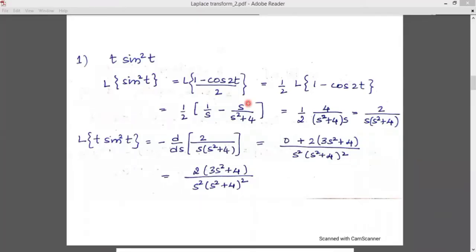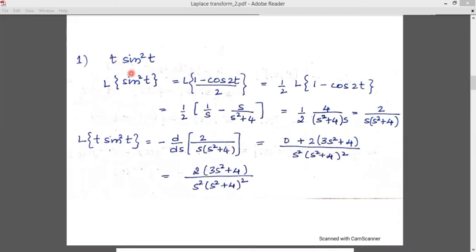Good morning, guys. In this video, we'll start off with the problems based on Laplace transform of derivatives. First problem: we should find the Laplace transform of t sine square t.